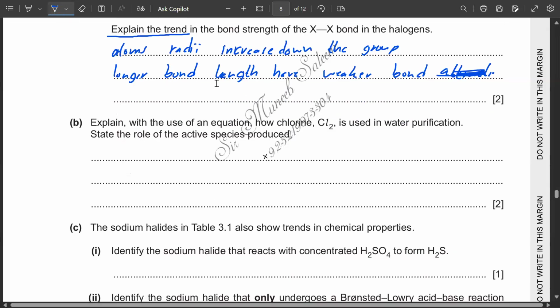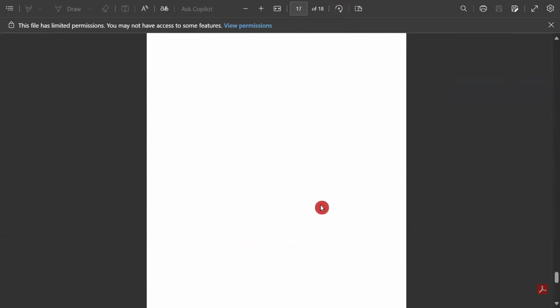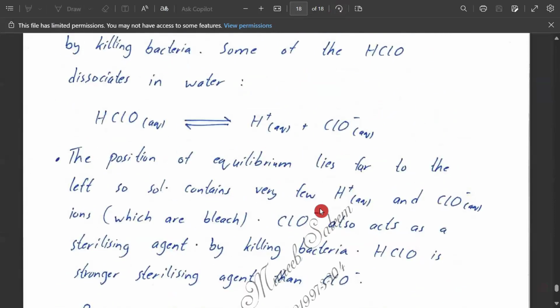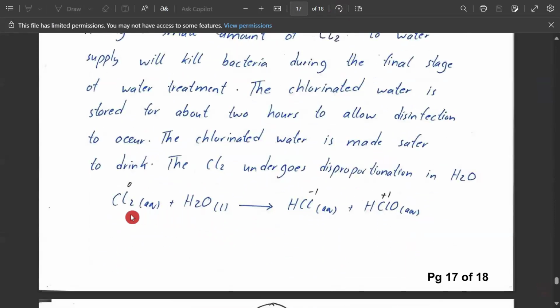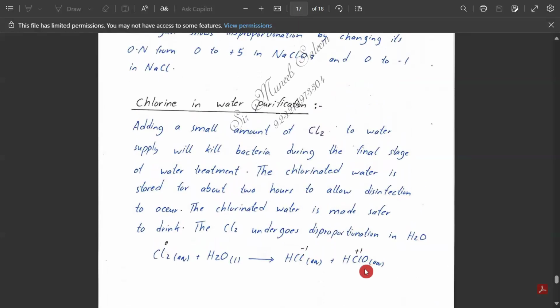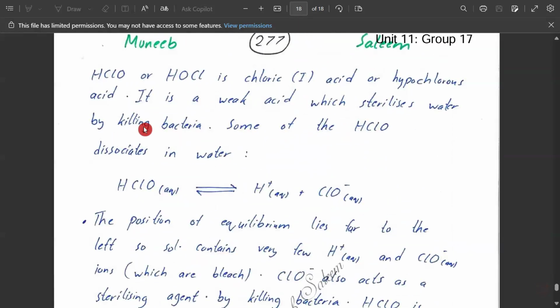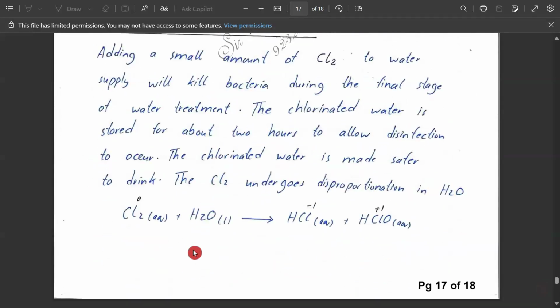Explain with the use of an equation how chlorine gas is used in water purification, and state the role of the active species produced. So for this purpose, I have to include the reaction of chlorine with water. You can see the reaction of chlorine with water over here. All right, so here's the reaction. When chlorine reacts with water, we have the formation of HCl and HClO. Now this HClO is basically considered to be the bleach. It is the bleach which sterilizes the water by killing the bacteria. So this is the reaction: Cl2 plus H2O produces HCl and HClO.